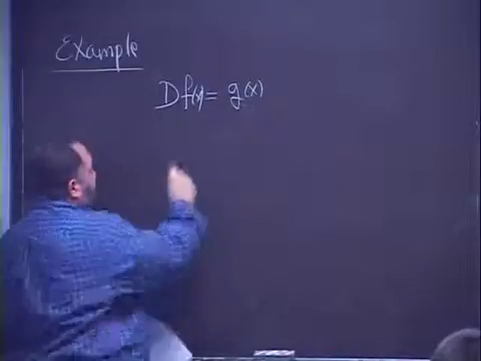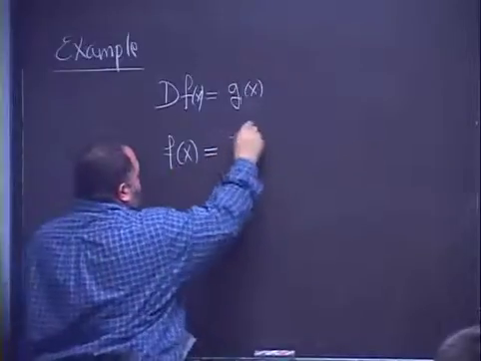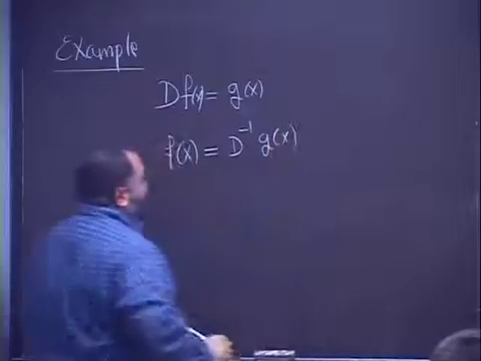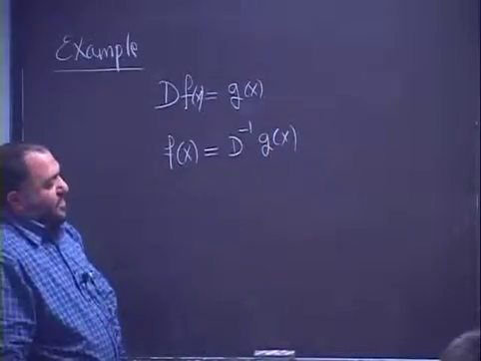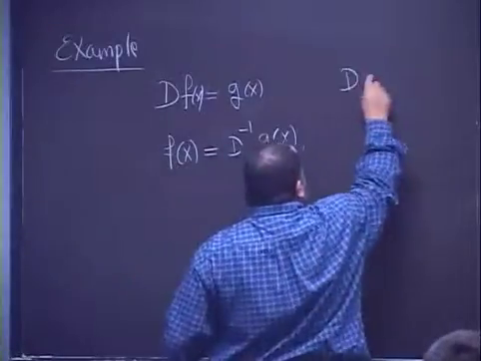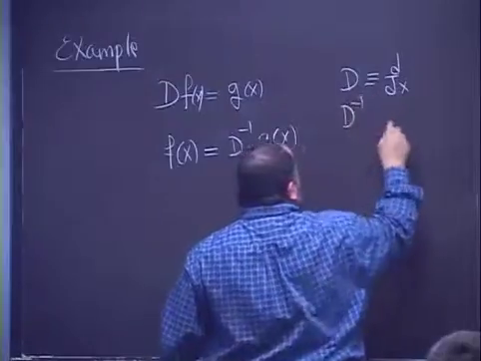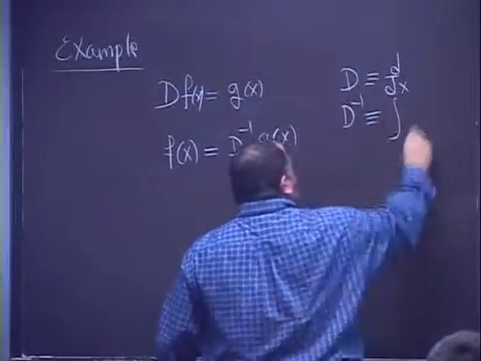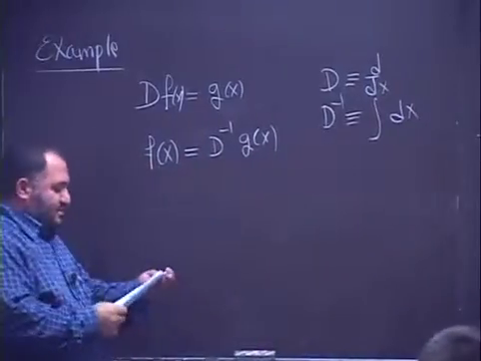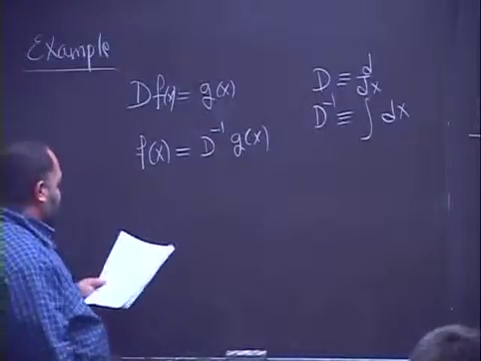Then you can just say that f of x is equal to the inverse operator D inverse operated over g of x. So if you have a differentiation operator, what's the inverse? D is just d by dx, and D inverse is just what? It is just the integration over dx. This is just a review of the basics of differentiation and integration.